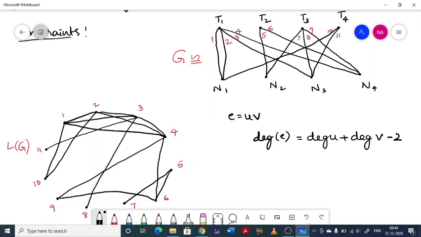Six to 9. Now 6 is over. What degree should 6 have? 1 2 3. Yes, here 1 2 3. Next come to 7 to 8 and 9, 8 and 9.